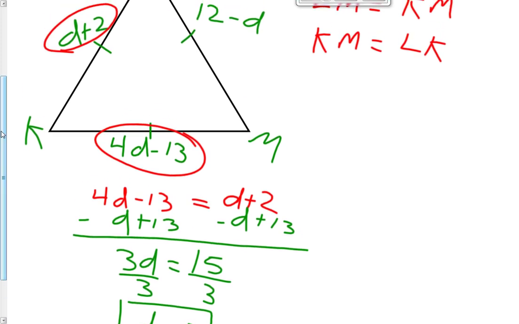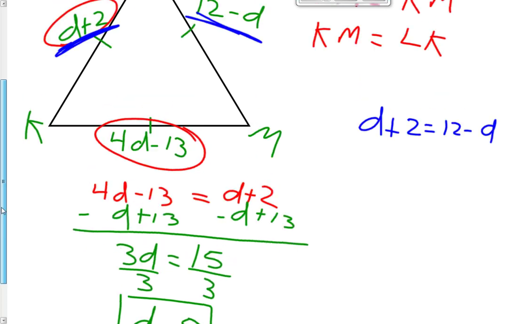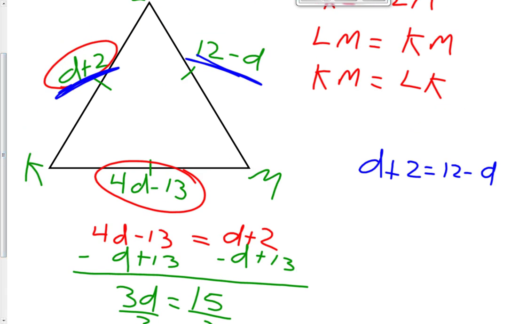If you don't want to write this down, you don't have to, but I'm just going to set d plus 2 equal to 12 minus d. D plus 2 equals 12 minus d. And if we did this correctly, they should all be equal to each other, so d should be the same. So we should get d to equal 5. Let's see if we do.